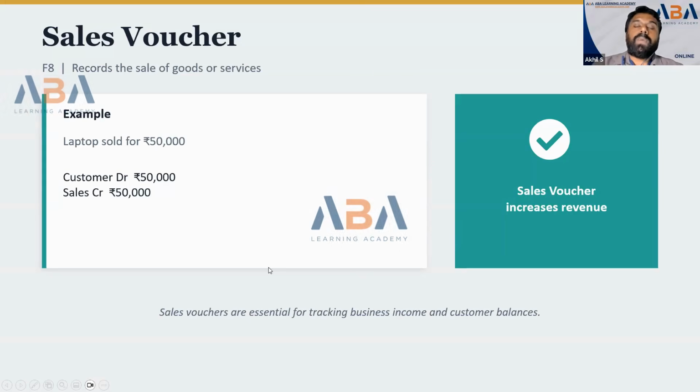You have to post all the sales transactions. If you're selling something to a party, then that transaction must go through sales voucher. The shortcut key is F8. If you post a sales voucher, it will increase your revenue. If you're selling something, that means you are earning something, so that is an income for you. So that is sales voucher.